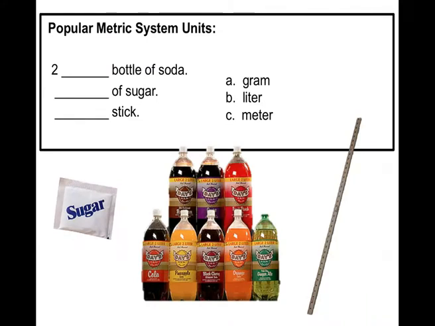Let's do a little practice here. So let's match these up. We have A, gram, B, liter, C, meter. So when we're talking about measuring a 2-liter bottle of soda, it's a liter. It measures volume. That little packet of sugar, what do you think we would measure it with? It would be a gram. And that long measuring stick, that is a meter stick.